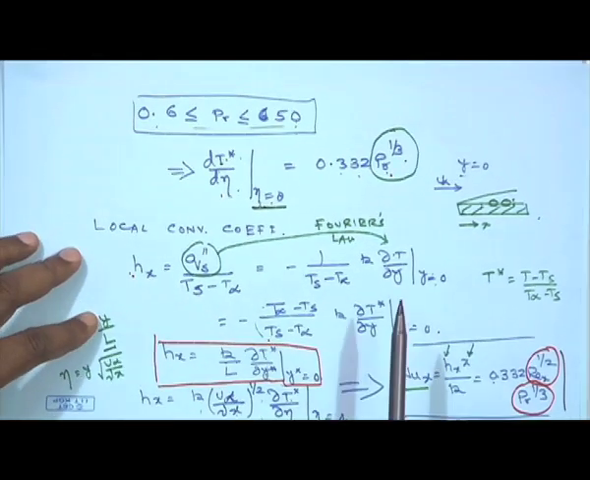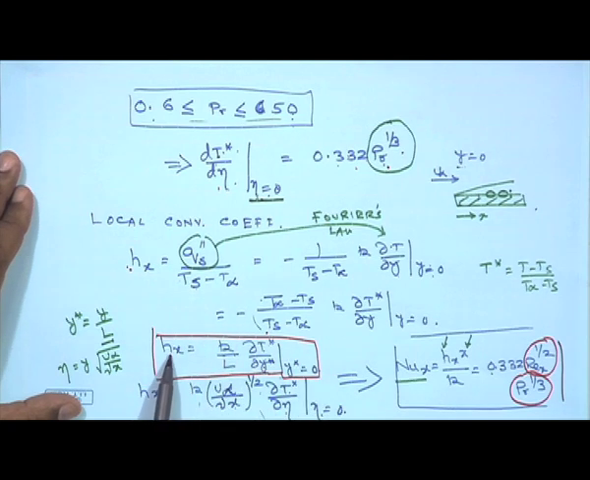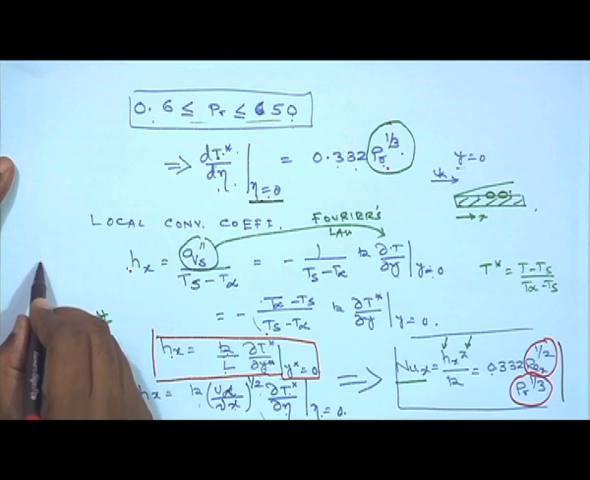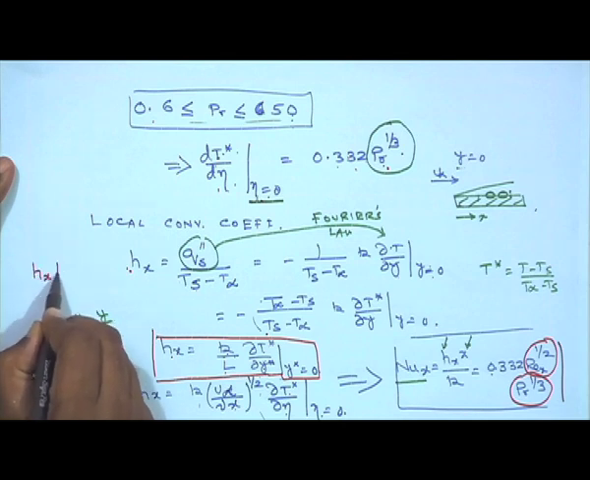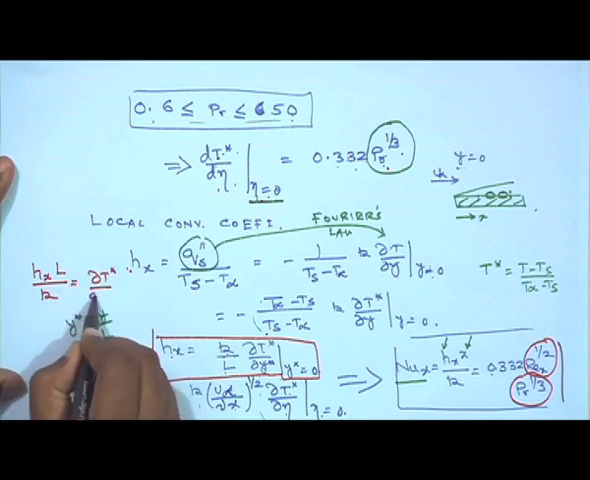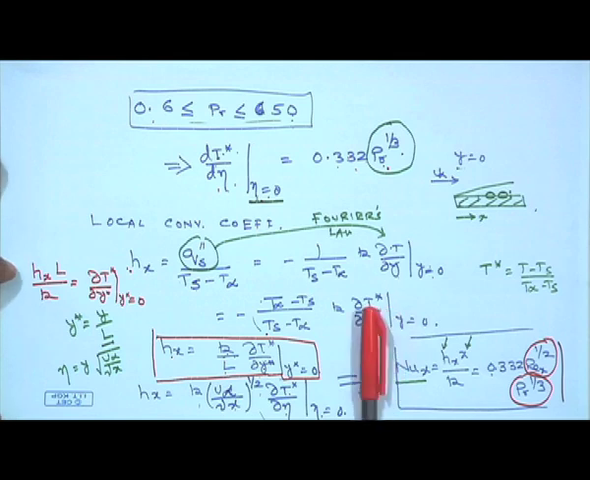But before I close, I will tell you to take a look at this, which says the local convection coefficient is equal to k by L del T by del y at y equals 0. I bring L and k on this side. So, what I get is Hx L by k is del T star by del y star at y star equal to 0. What is Hx L by k? All of you realize that this is nothing but the Nusselt number.